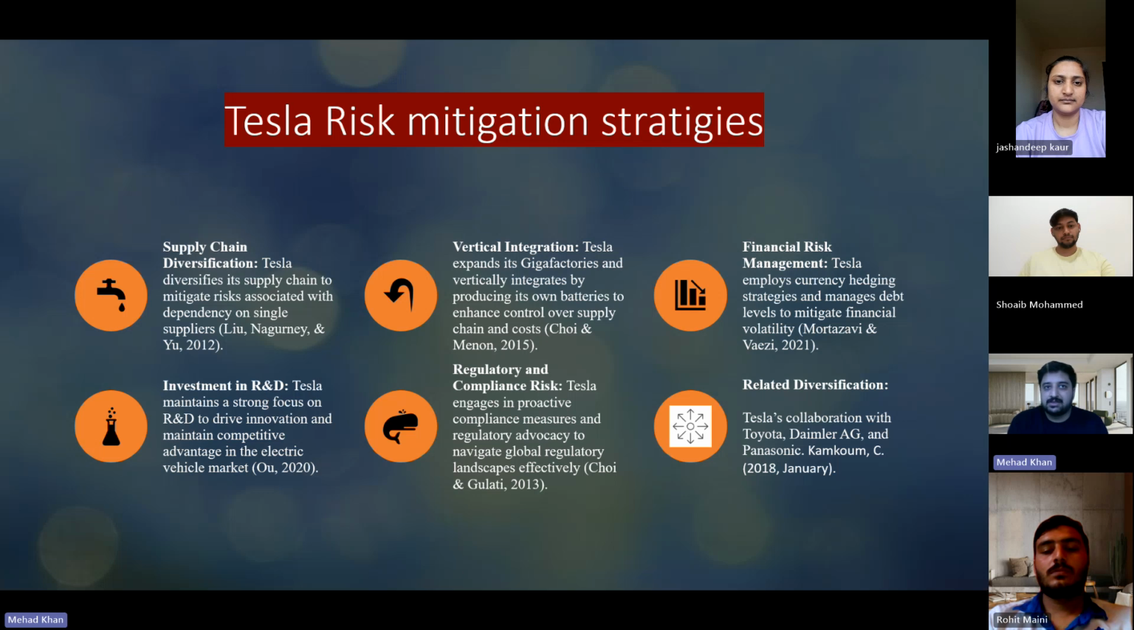The next will be vertical integration. Like I said, if a supplier has some issue with you and he stops supplying you the thing, then it's also an issue. So Tesla goes for vertical integration. Vertical integration means that they create gigafactories where they can make their own batteries and everything. So Tesla itself becomes the supplier to Tesla Motors.